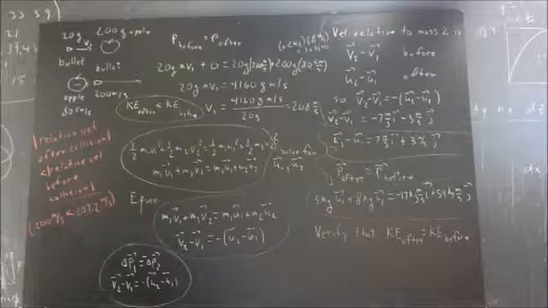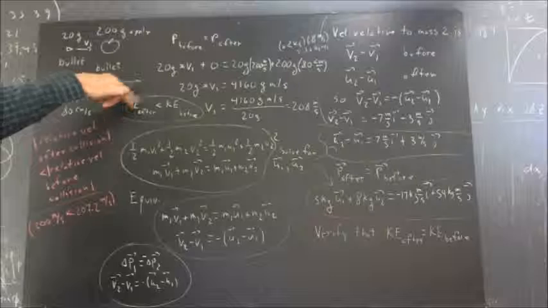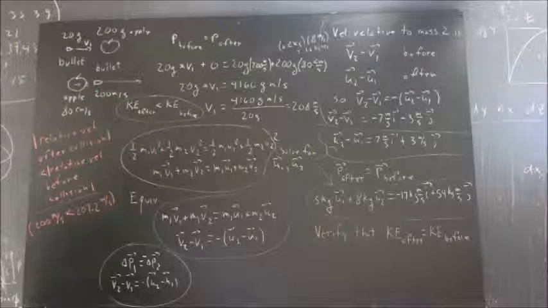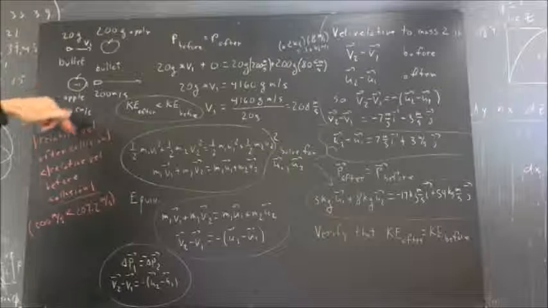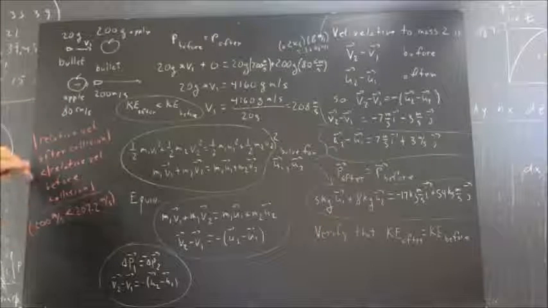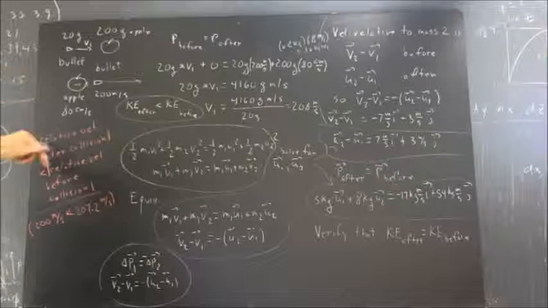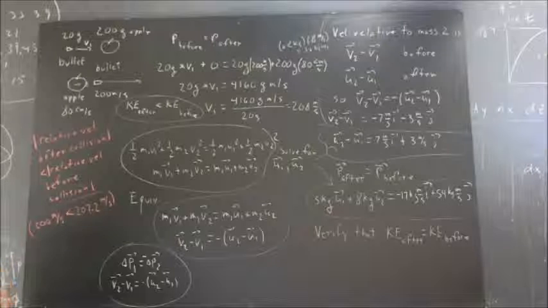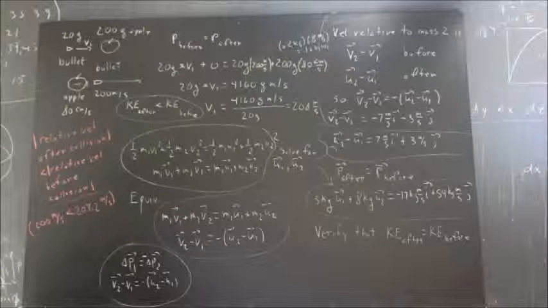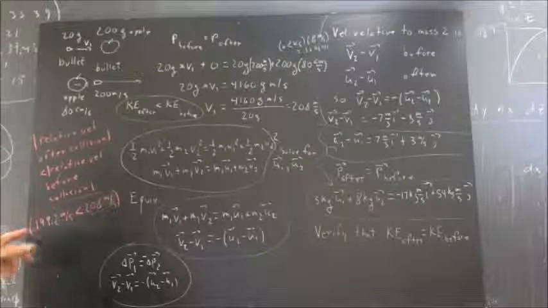And I'll add a final comment: we know the kinetic energy after is less than the kinetic energy before. How do we know that? We know that because the magnitude of the relative velocity after collision is less than the magnitude of the relative velocity before collision. After collision, and I don't have that right, let me fix the numbers down here. Here are the correct numbers.